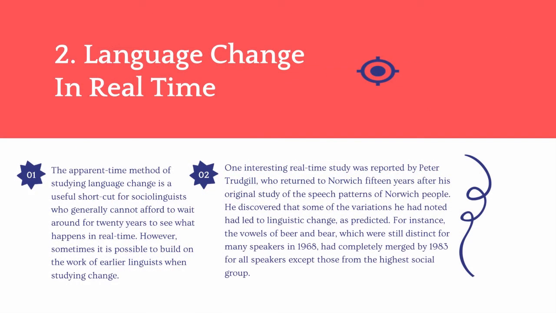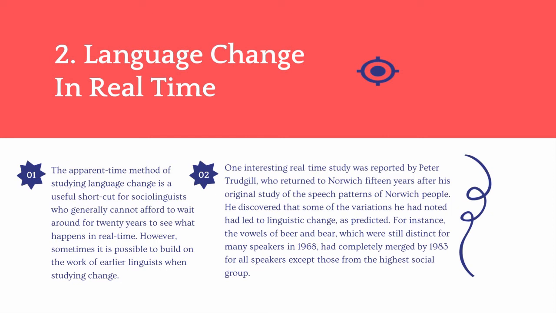The second, language change in real time. The apparent-time method of studying language change is a useful shortcut for sociolinguists who generally cannot afford to wait around for 20 years to see what happens in real time. However, sometimes it is possible to build on the work of earlier linguists when studying change. It means dictionaries which provide the date when a form was first noted can assist in tracing change in vocabulary over time. In other words, a study done in real time is also known as a very reliable method of identifying change.